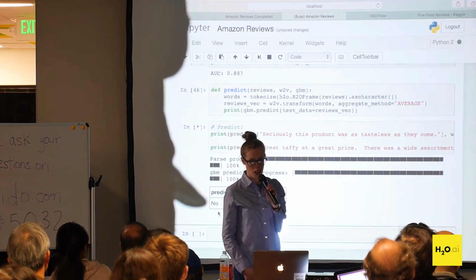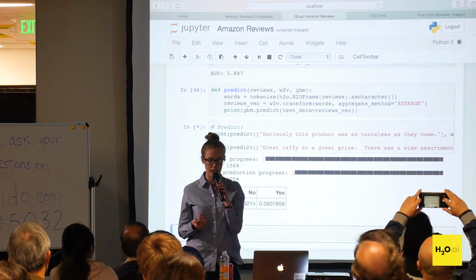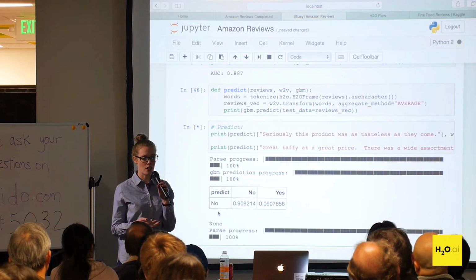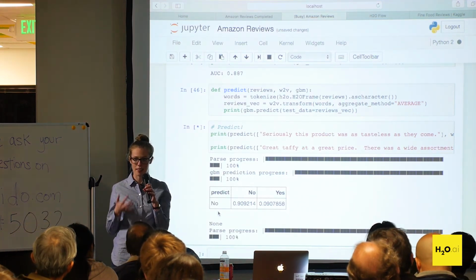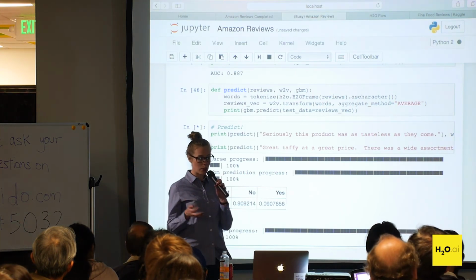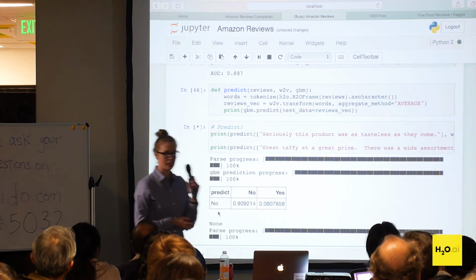So in this case, it said no. For the product that was tasteless, it said it had 9% likelihood of being a good product. That doesn't make our threshold, so it's a no. And this kind of makes sense because we looked up some words like stale, and it looked like it was understanding bad words about food. The other one, the great taffy, it's still running. Okay, sorry.